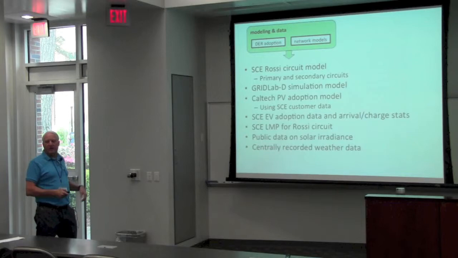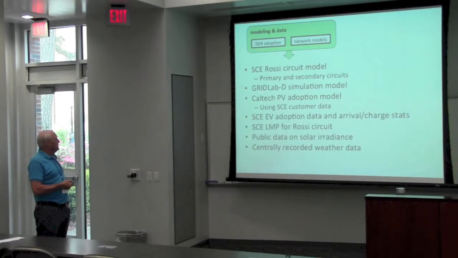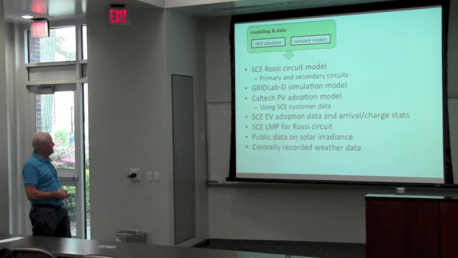We take some data, we plug that into the GridLab-D model. We use the model, as I mentioned, the Caltech adoption model, but we use SCE customer data that they have that tells us something about their rate structure and how much they're paying and everything. The adoption model is very sensitive, it's basically based on cost saving. And then EV adoption data and arrival charge, these are, again, predicted. I don't think we have a very good model for EV adoption, but we plugged it in there.